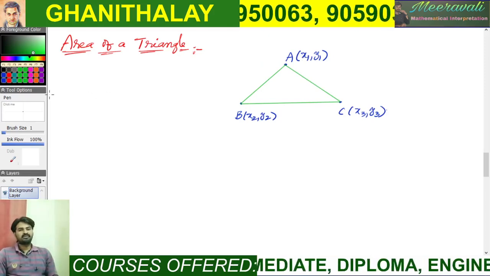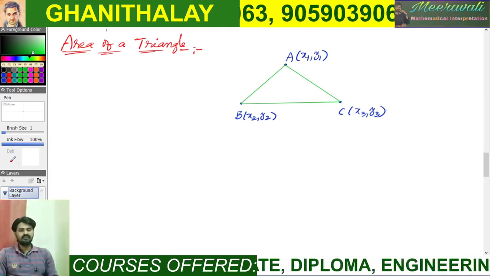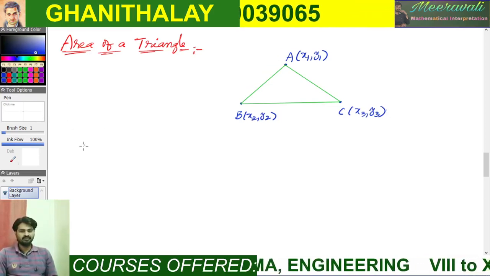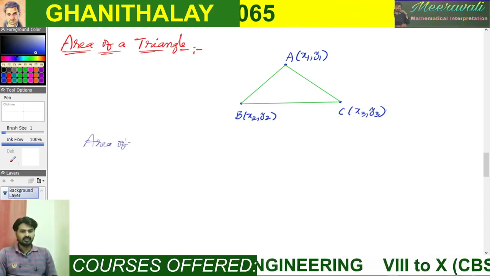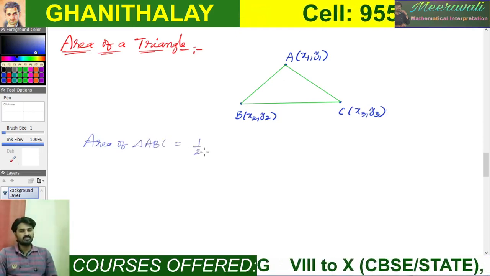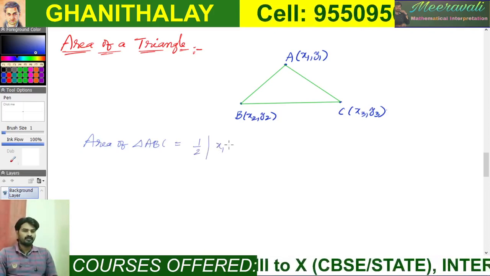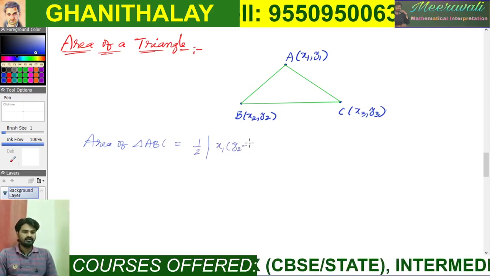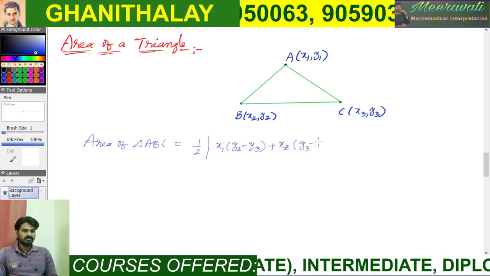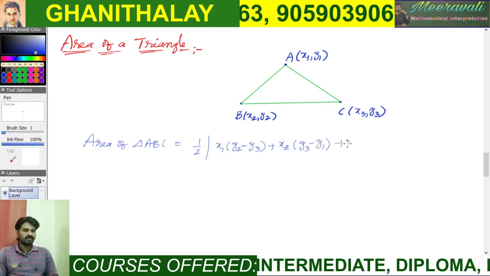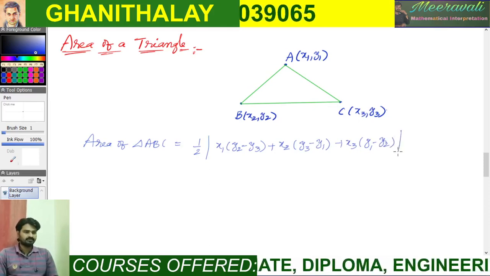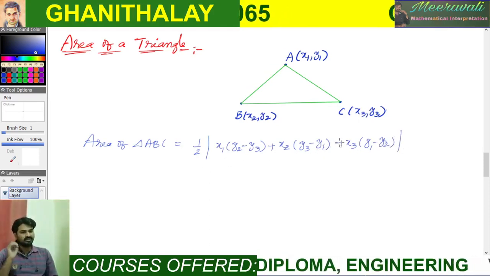In the lower section, that is in 10th class level, you have learned about the area of the triangle. The formula for the area of triangle ABC, when the vertices are given, is 1 by 2 into mod of x1 into (y2 minus y3) plus x2 into (y3 minus y1) plus x3 into (y1 minus y2). Okay, this is the formula we have in the 10th class level.